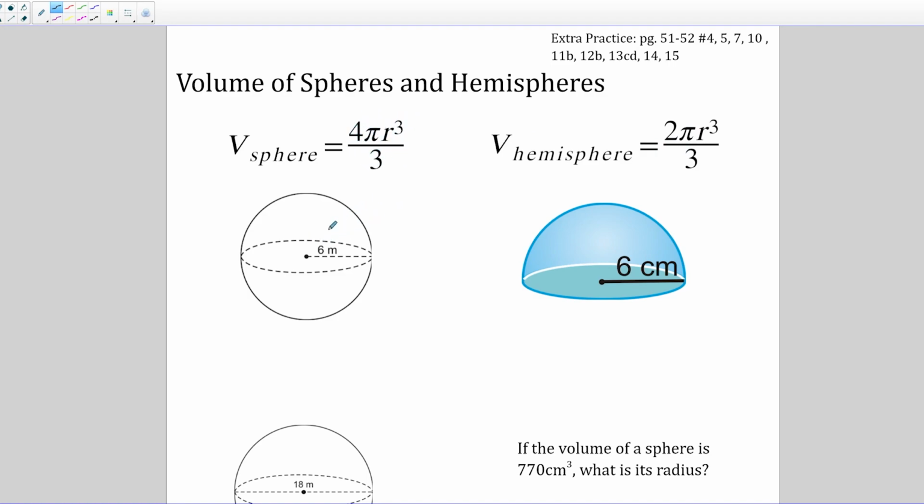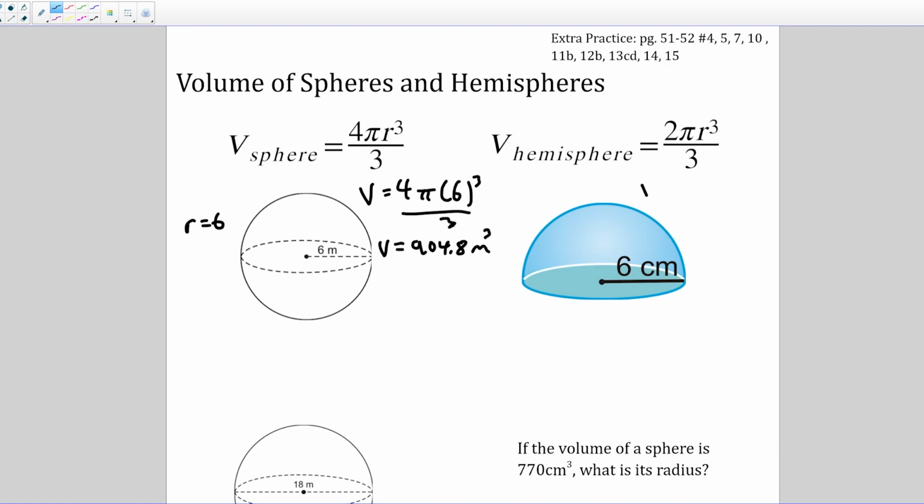So starting off with this example, we've got a radius of 6. So our formula, I'm just going to assume we've written our formula down already. So we've got 4 pi times 6 cubed divided by 3. And we get a volume of 904.8 meters cubed once you plug that into our calculators.